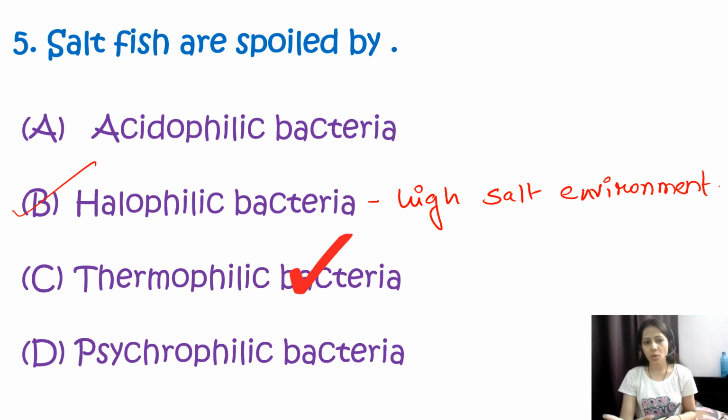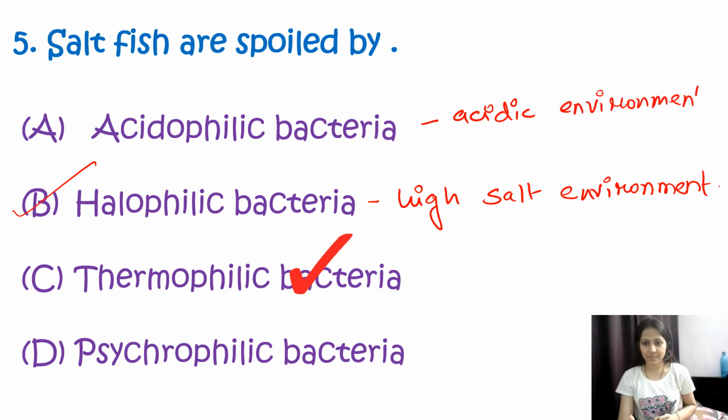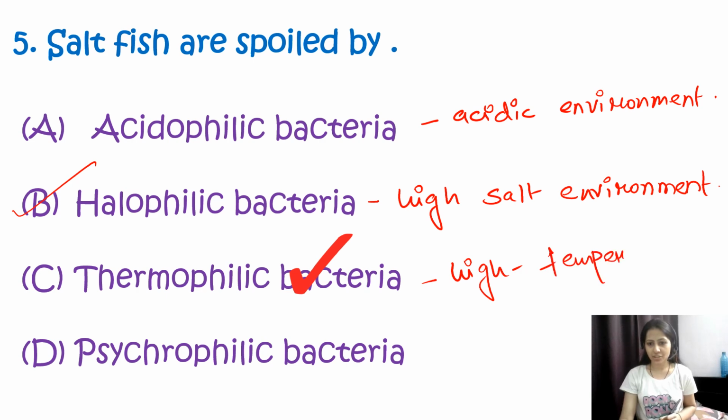Whereas option A, acidophilic bacteria, can thrive in an acidic environment. Thermophilic bacteria can thrive in high temperature environments.